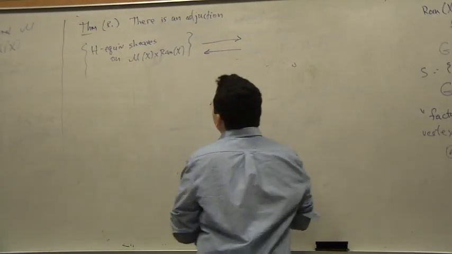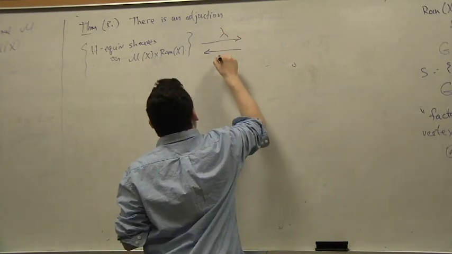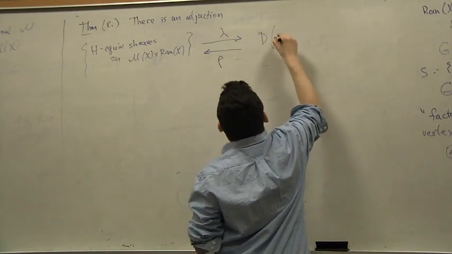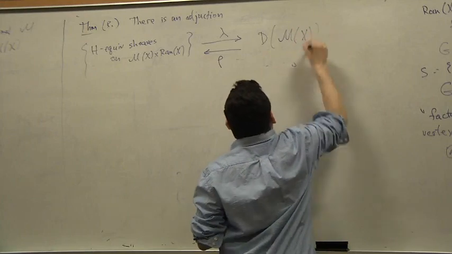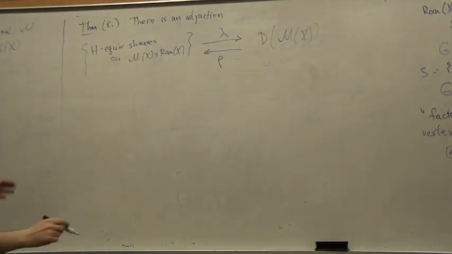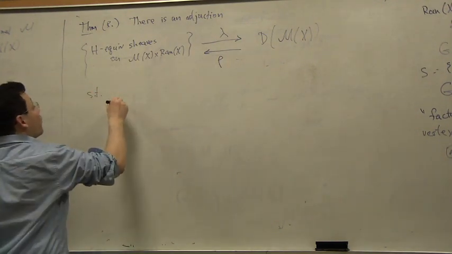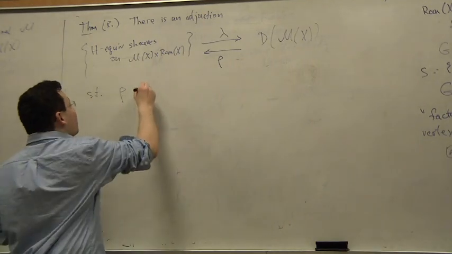So now it's not an equivalence, but they're adjoint functors. It will be a localization. So let's call this functor lambda and this functor rho to D-modules on M of X, such that this functor rho, the right adjoint, is fully faithful.